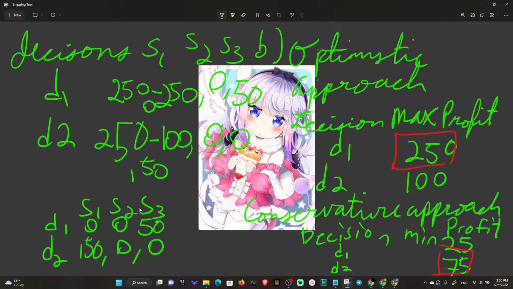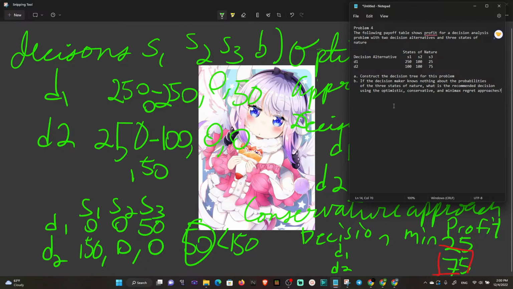So now we need to pick the minimum of the maximum regret. What is the maximum regret for D1? 50. The maximum regret for D1 is 50, and the maximum regret for D2 is 150. Therefore, we pick 50 because we want to minimize our regret, and 50 is less than 150. Therefore, we select 50. That's how you do B.